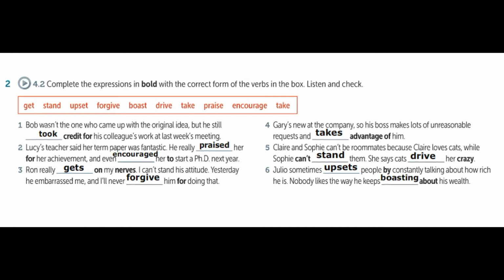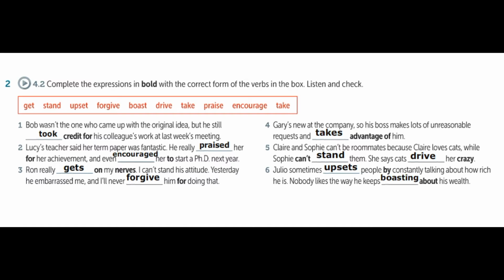4, Gary's new at the company, so his boss makes lots of unreasonable requests and takes advantage of him. 5, Claire and Sophie can't be roommates because Claire loves cats, while Sophie can't stand them. She says cats drive her crazy. 6. Julio sometimes upsets people by constantly talking about how rich he is. Nobody likes the way he keeps boasting about his wealth.